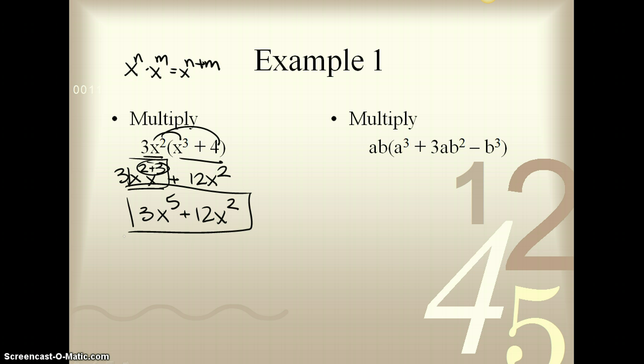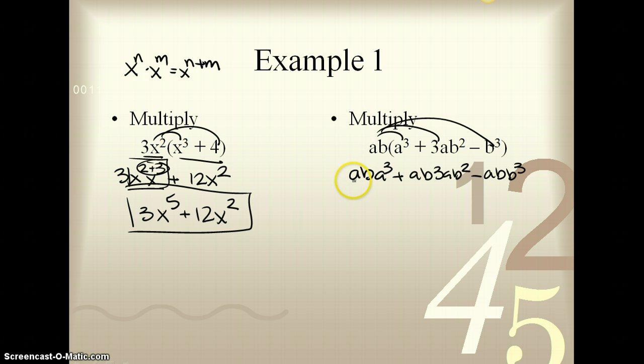So for the second one, you have ab again times the quantity a cubed plus 3ab squared minus b cubed. Start off the same way as we did in the first example by distributing in the ab. So ab times a cubed plus ab times 3ab squared minus ab times b cubed. So again, I simply multiplied it to each of my three terms.